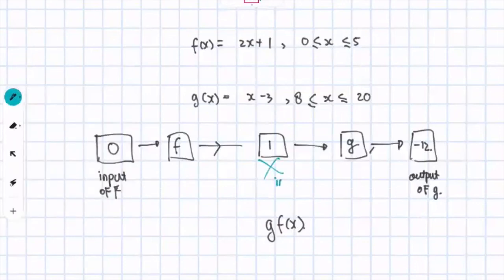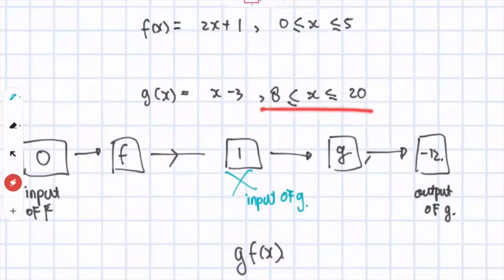This is the input of G. The input must be between 8 and 20. That means you don't even need to calculate this. This is already wrong.